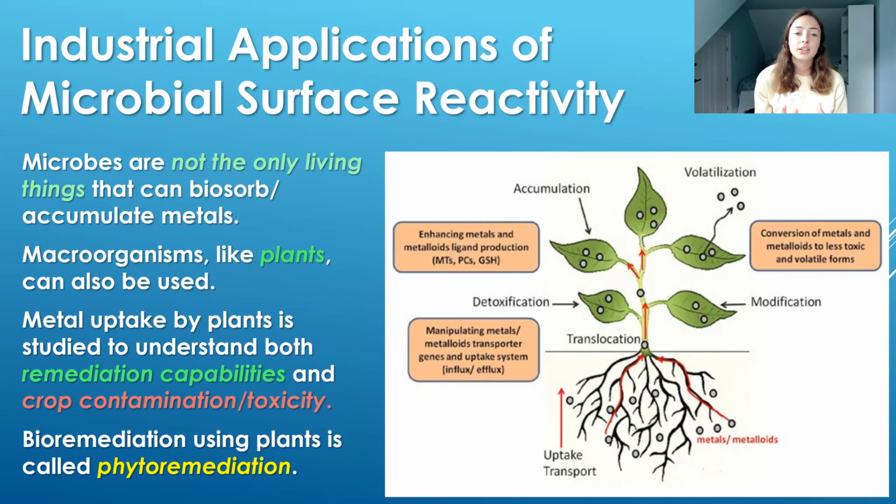The last thing I want to discuss regarding bioremediation before we move to biorecovery is that microbes are not the only living things that can biosorb or accumulate metals and be employed to bioremediate environments. Instead, there are also macroorganisms like plants, for example, that can also be used. Metal uptake by plants is studied for two main reasons, not just remediation, but also to understand the possibility of crop contamination and subsequent toxicity of crops due to uptake of contaminants from the groundwater. However, bioremediation using plants is called phytoremediation.